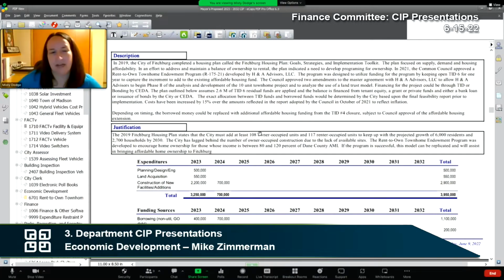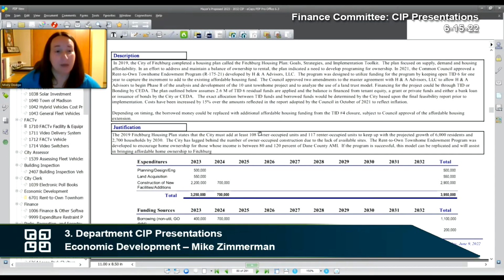I guess the thing I would add is that TID 4 closure we expect is going to happen in the next year, but council still has to approve that affordable housing extension, which would fund the money. So we didn't feel comfortable assuming anything before council actually weighed in on whether or not you wanted to do that affordable housing extension.